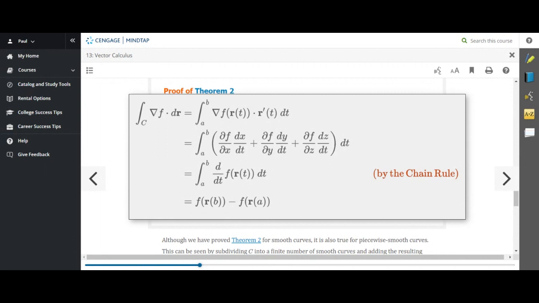The r prime of t, that vector, its components are the derivatives of x, y, and z with respect to t. So by the chain rule, that summation there is simply equal to the derivative of your function with respect to r of t. Okay, for you to see that, I can show why that's true.